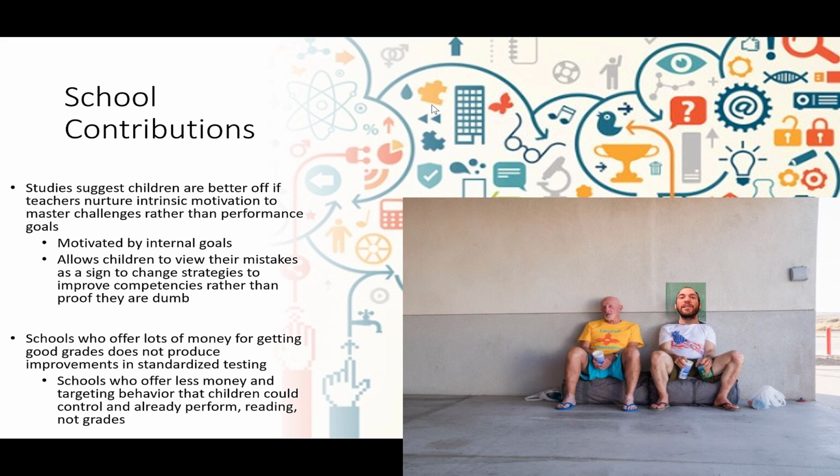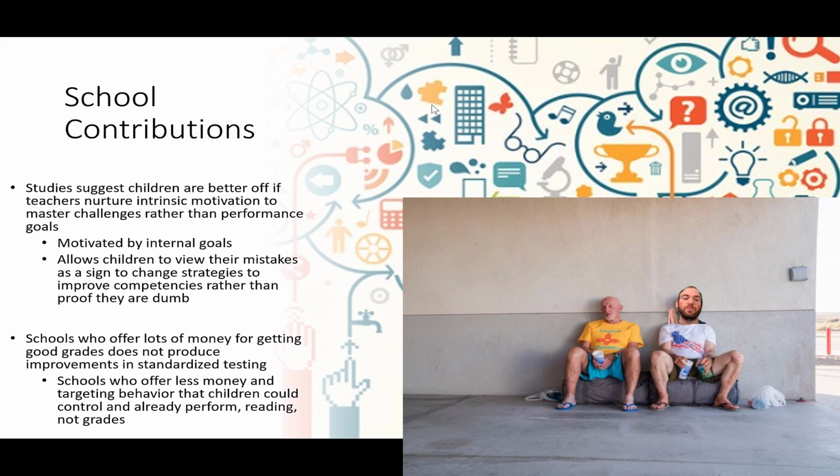Because increasing rewards, money in this case, is not associated with greater improvements on standardized testing, but rather schools who offer less money and specifically targeted behaviors that a child can control and that they already participate in, such as reading, for example, was associated with higher outcomes on standardized testing. Not solely focusing on grades, but rather particular skills and behaviors that children can control, in this case reading, and not just saying, get better grades or whatever.